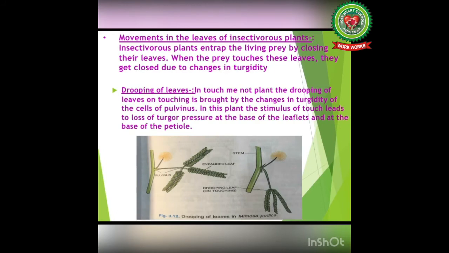Now, movements in the leaves of insectivorous plants. Insectivorous plants entrap the living prey by closing their leaves. When the prey touches these leaves, they close due to changes in turgidity. Turgidity also helps in drooping of leaves. In the touch-me-not plant, the drooping of leaves on touching is brought about by changes in turgidity of the cells of the pulvinus. In this plant, the stimulus of the touch leads to loss of turgor pressure at the base of the leaflets and at the base of the petiole.